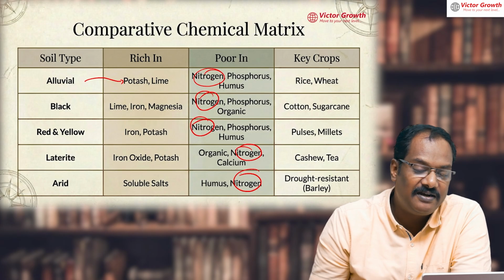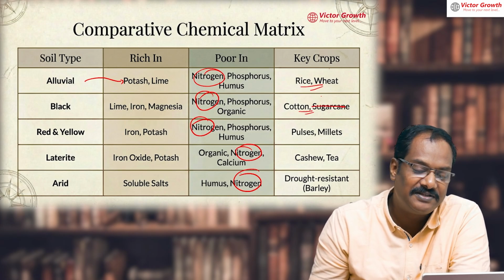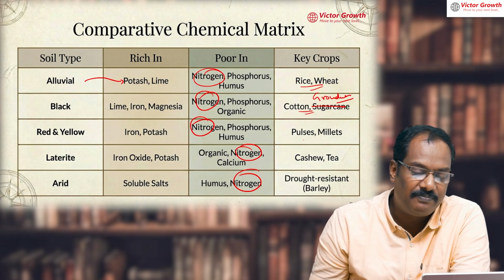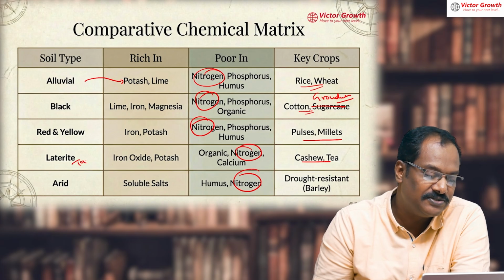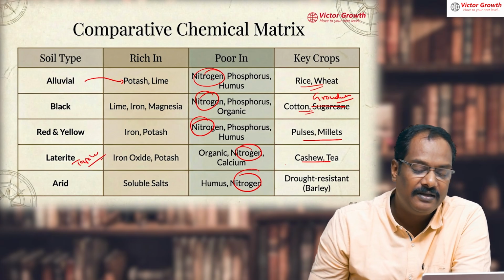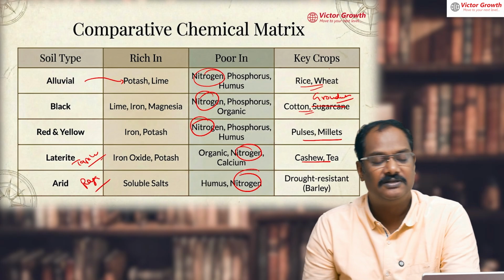Crops cultivated are wheat and rice in alluvial, sugar and cotton. Other than sugar you can add groundnut. Groundnut is good. Then pulses, millet, cashew and tea. Cashew and tapioca, I told you, you can also write. Drought resistant barley, ragi, all these are also cultivated.